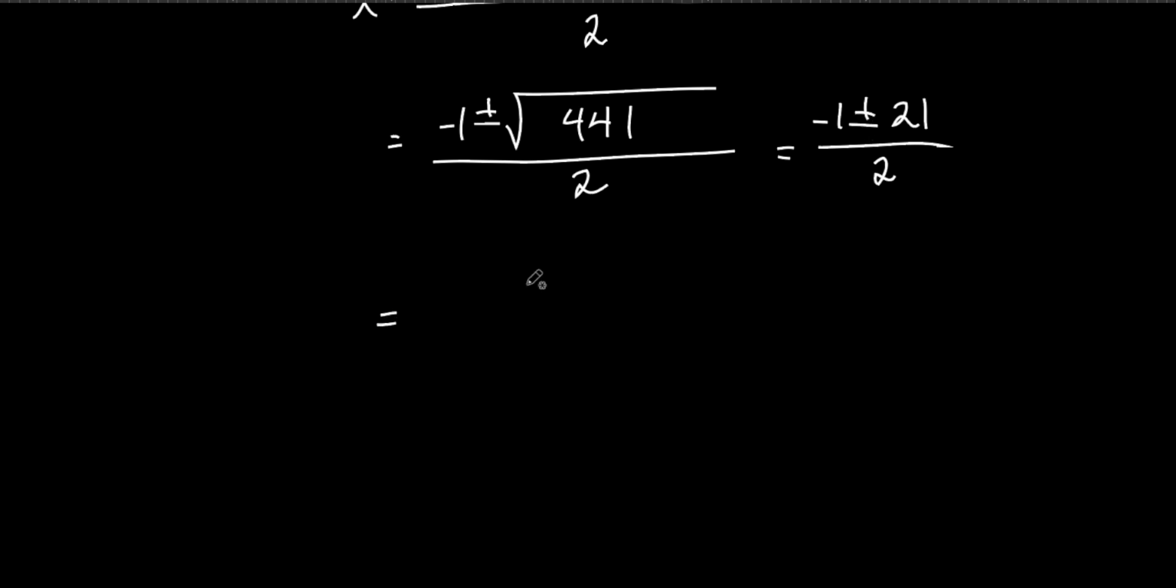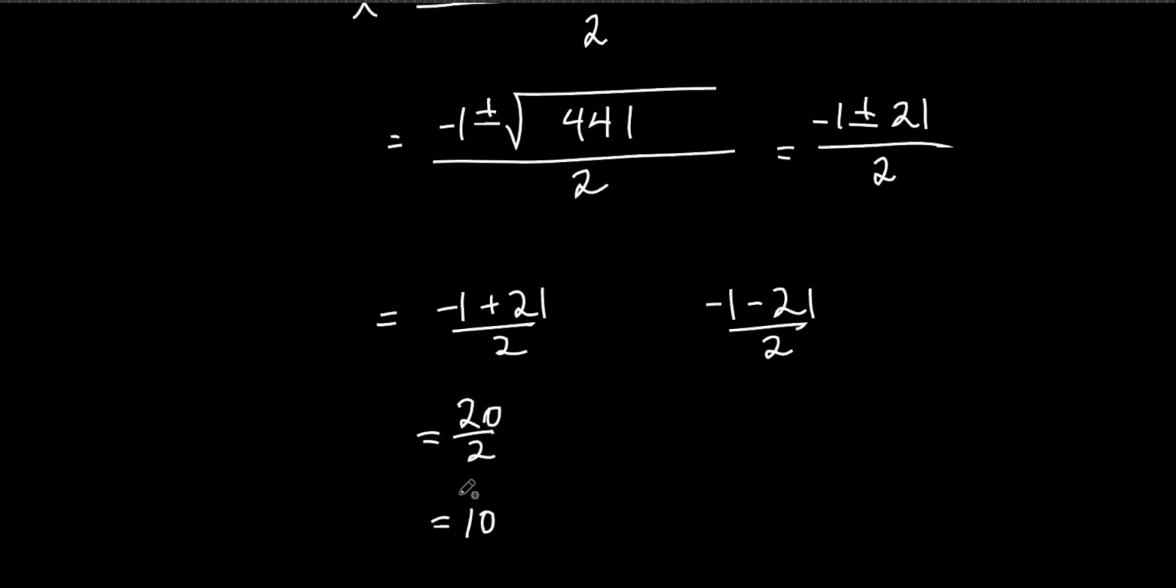All right, so here we go. It's negative 1. What's this plus or minus mean? It means I add 21 divided by 2, and we got negative 1 minus 21 divided by 2. Let's do this. Negative 1 plus 21 is 20, over 2 is 10. And that was one of our answers, wasn't it? And we checked it. I'm not going to check it again because we already checked it. All right, and that works.